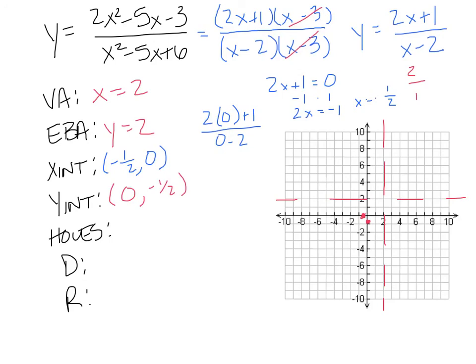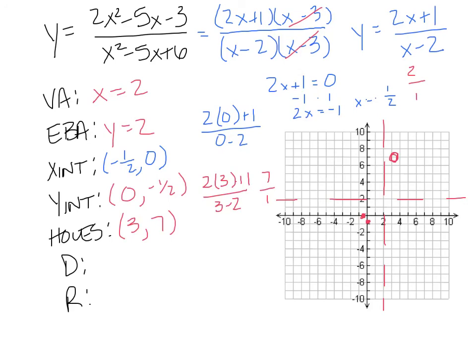Holes. We do have a hole. We have a hole when x is 3 because that's what would make the factor we canceled out equal to 0. Now we have to plug it in. So 2 times 3 plus 1 over 3 minus 2 will get us the y value of the hole. So that leaves me with 6 plus 1, which is 7, over 3 minus 2, which is 1. So I have a hole at 3, 7. I'm going to go ahead and graph 3, 7.